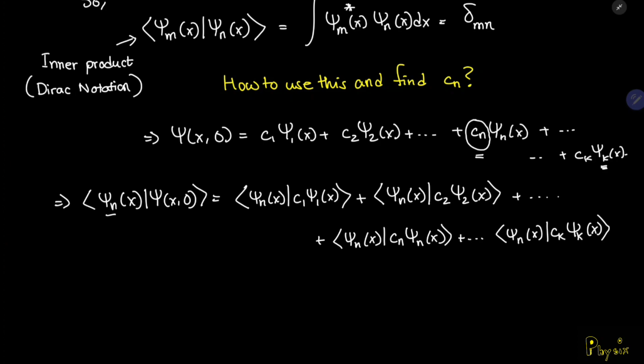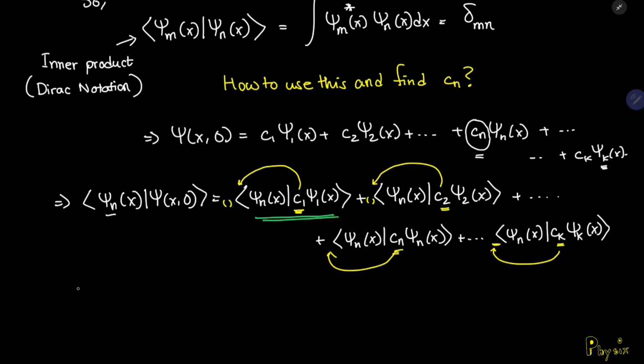Now notice that these C1, C2, Cn, Ck, all of these C's are just constants, right? So we can pull these things out of our inner products. After we do that, we have some individual inner product terms left on the right-hand side of the equation. Let's work with the very first term first, and then we will carry out what happens to the other terms on the right.